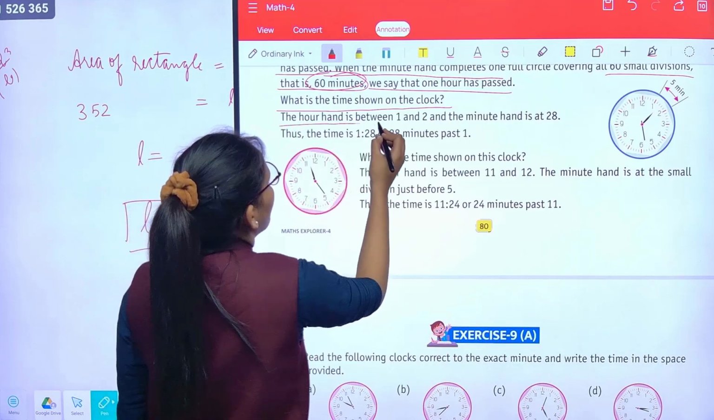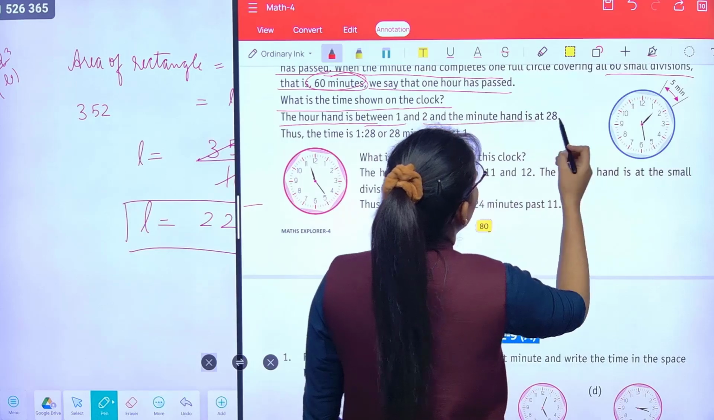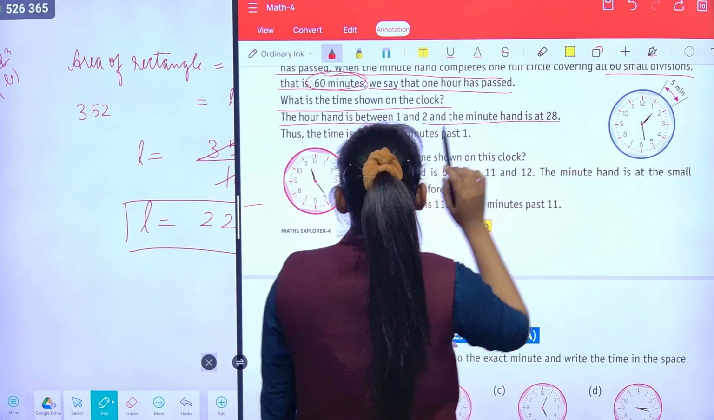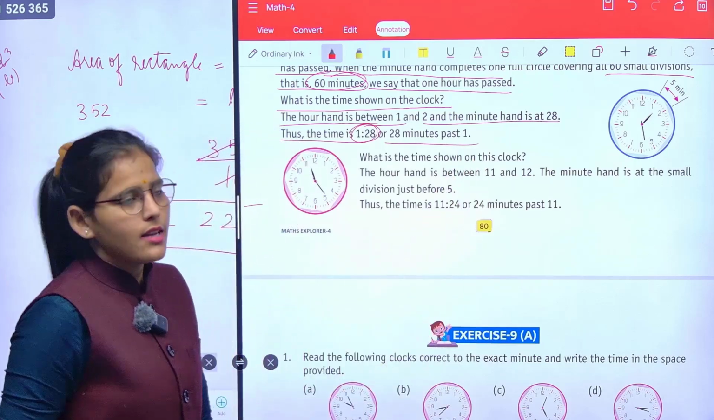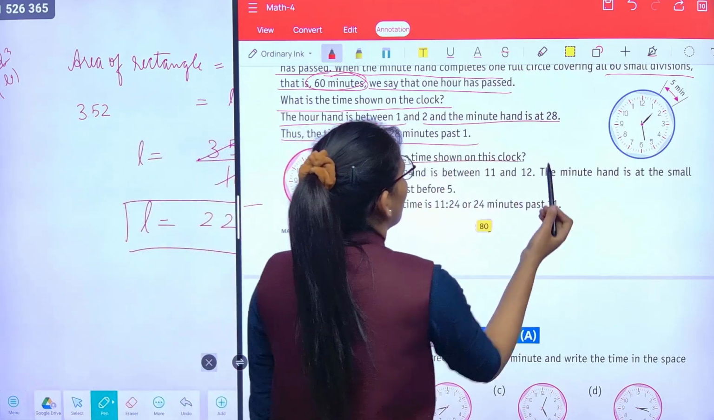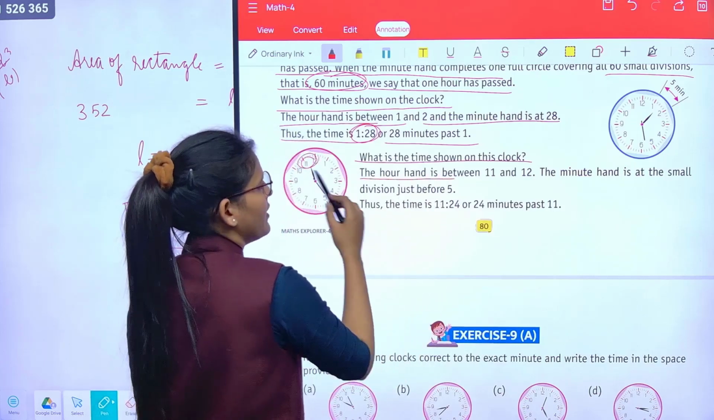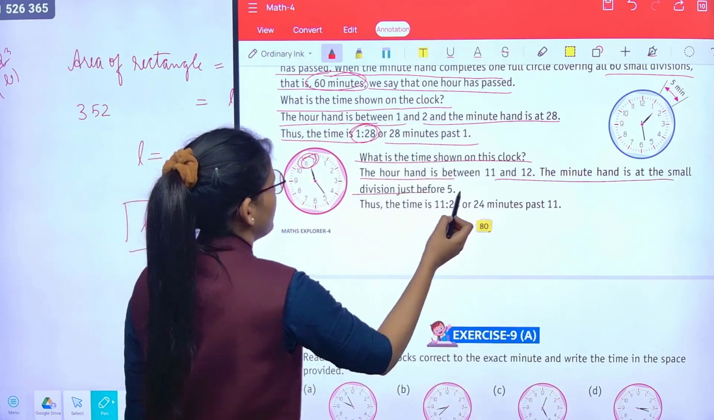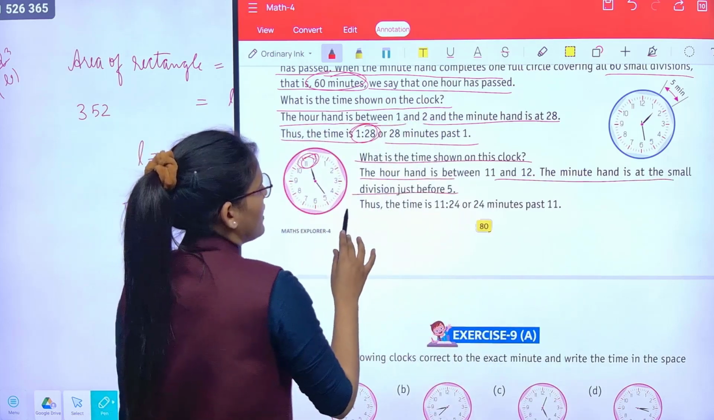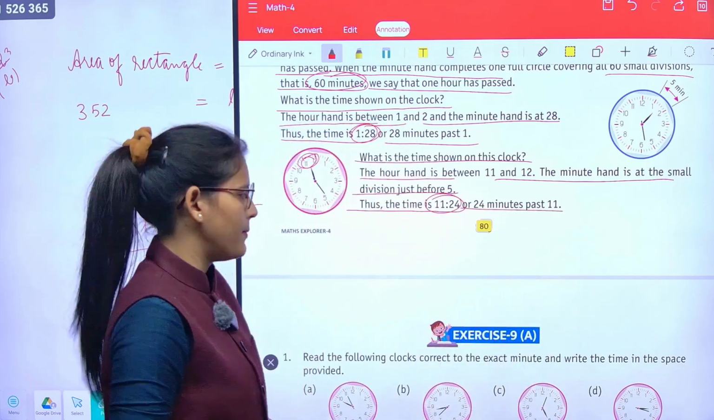Now, what is the time shown on the clock? The hour hand is between 1 and 2, and the minute hand is at 28. Thus the time is 1:28 or 28 minutes past 1. Now what is the time shown on this clock? The hour hand is between 11 and 12. The minute hand is at the small division just before 5. Thus the time is 11:24 or 24 minutes past 11.